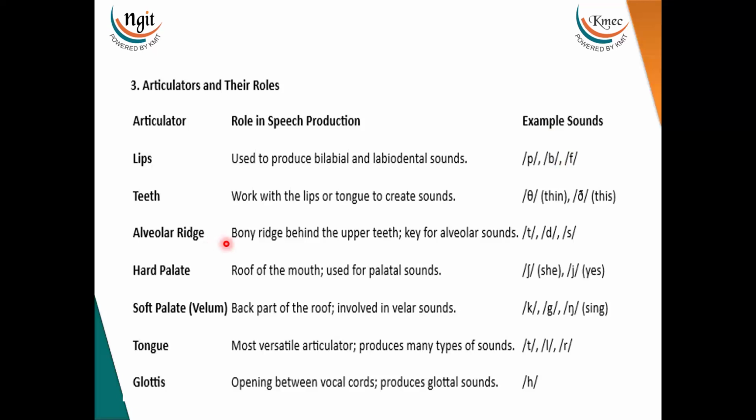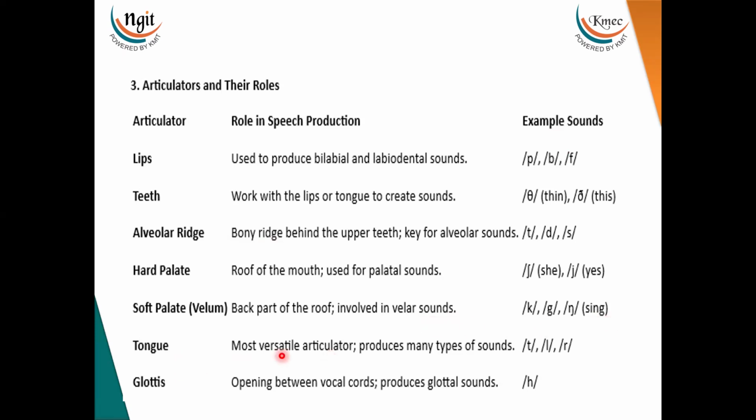Next is the alveolar ridge, the bony ridge behind the upper teeth, key for alveolar sounds. An example is top. When you say the word top, you can observe the synchronization of the vocal tract. Next, the hard palate, the roof of the mouth, used for palatal sounds. Next is the velum, or soft palate, the back part of the roof, involved in velar sounds. For example, you can see sing.